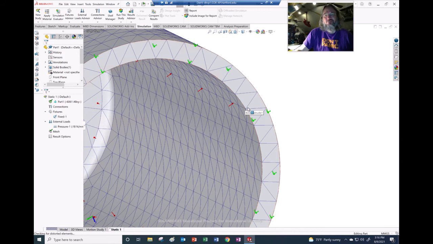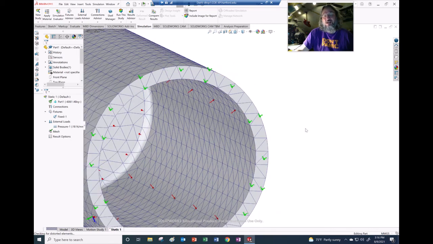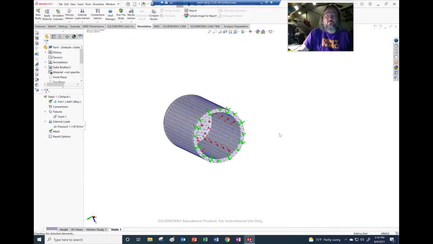So you could argue that's two elements through the thickness. I think it's only really one element through the thickness, but it's not a whole lot, right? But let's just hit run and see what happens and look at the kind of results that we get.